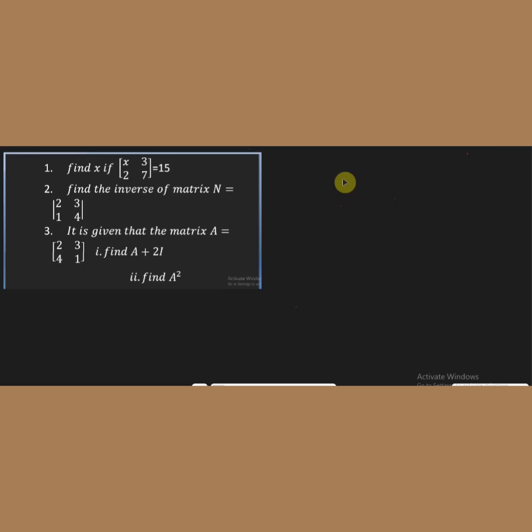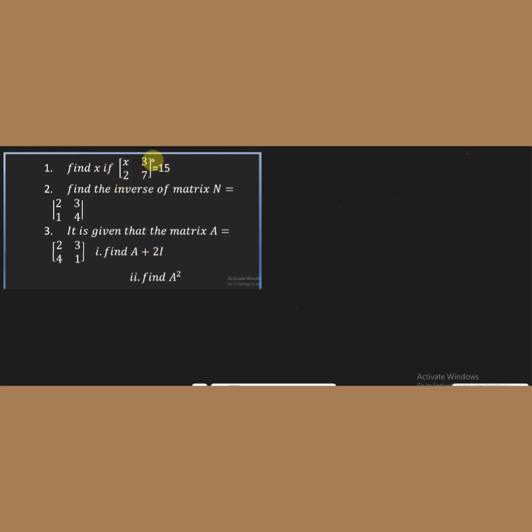Today in mathematics I'll be talking about matrices, 2 by 2 matrices. Now I have a couple of questions. In 2 by 2 matrices, I'll be talking about the determinant, the inverse of a matrix, how to multiply, how to add a 2 by 2 matrix, and how to use the identity matrix.